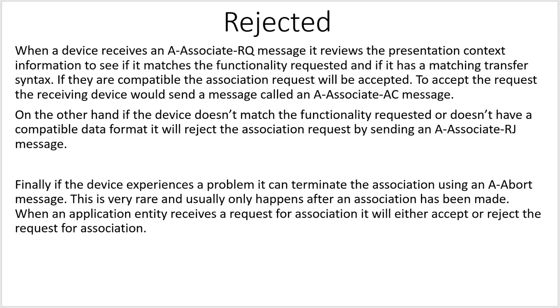On the other hand, if the device doesn't match the functionality requested or doesn't have a compatible data format, it will reject the association request by sending an associate RJ or reject message. Finally, if the device experiences a problem, it can terminate the association using an abort message. This is very rare. It usually only happens after an association has been made. When an application entity receives a request for association, it will either accept or reject the request for association.